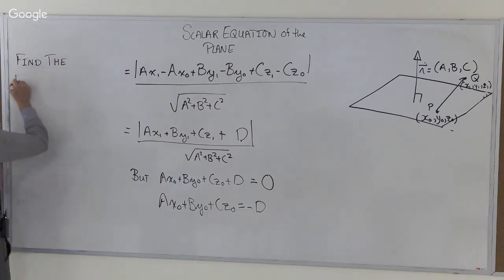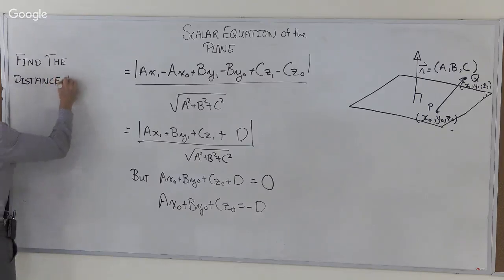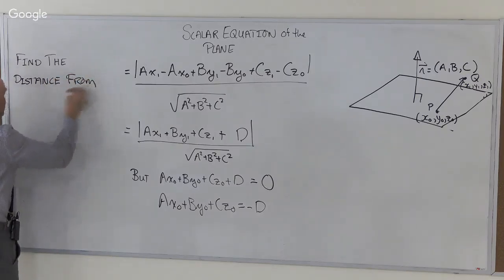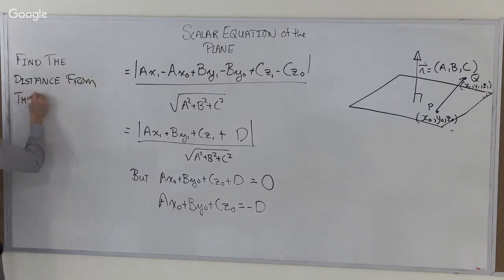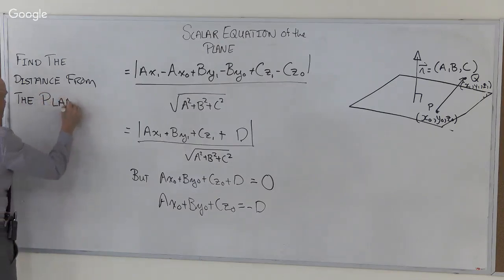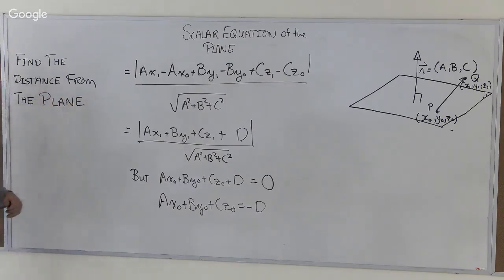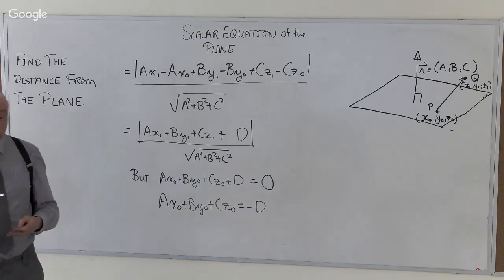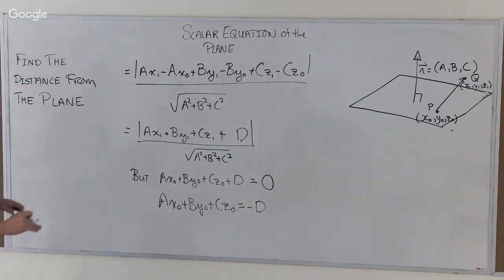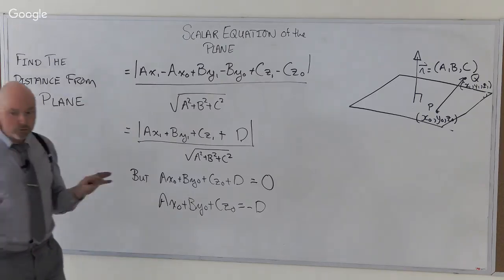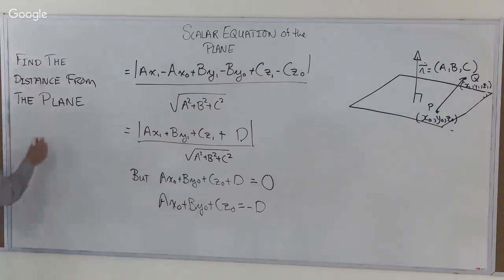So let's find the distance from the plane. Now I'm going to give it the equation of a plane, and I'm going to give it in vector form, and we're going to see how we can go from vector form to scalar form. So this is like two things all wrapped up into one. Okay, so here's my plane.